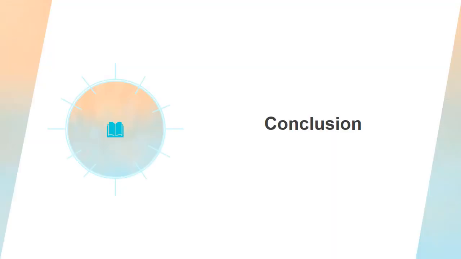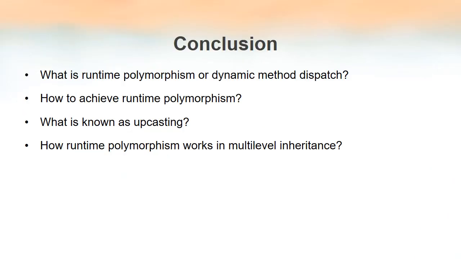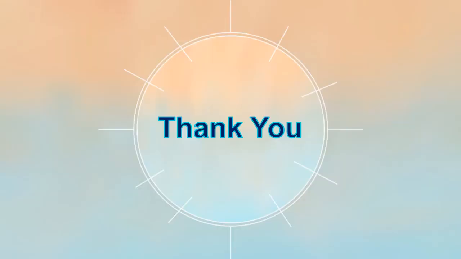We shall conclude now. In this video lecture we explained about runtime polymorphism, which is also known as dynamic method dispatch. We defined what it is, how to achieve runtime polymorphism, and we discussed a feature named upcasting, and how this runtime polymorphism works in multi-level inheritance. That also we discussed. Thank you so much.